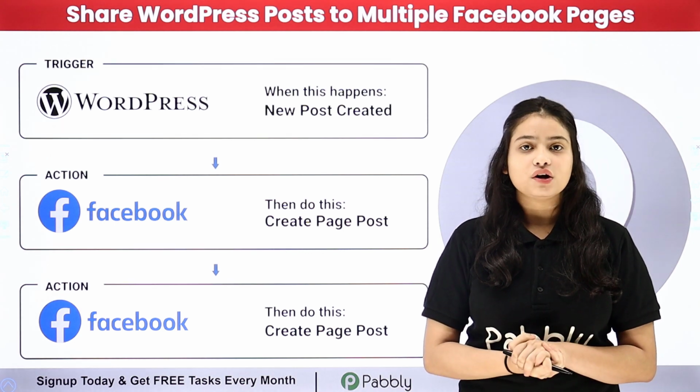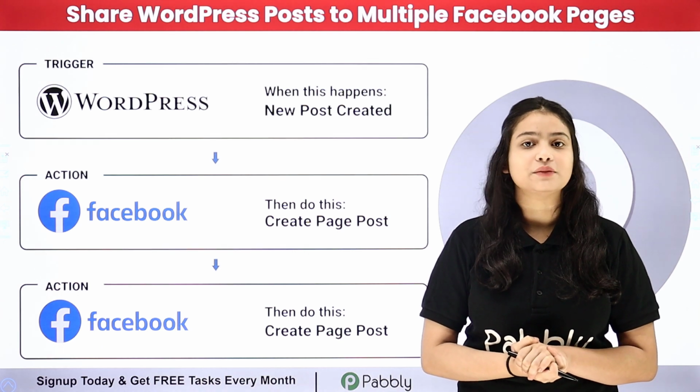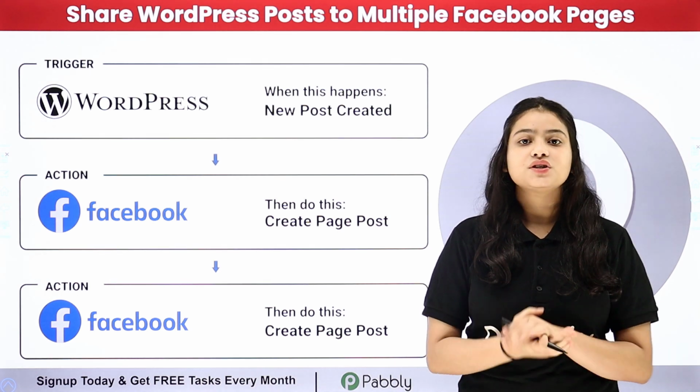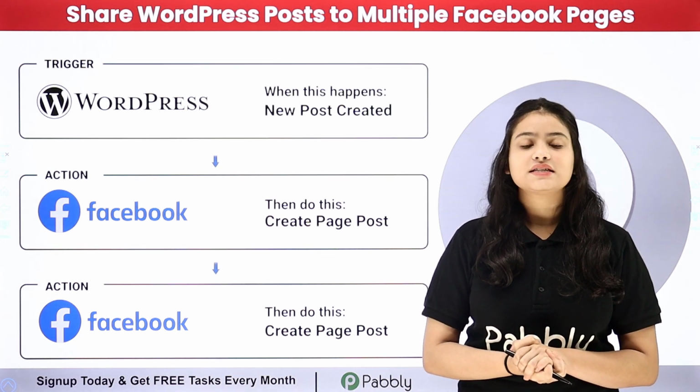Now to engage a wider audience, I want to share all these posts which I am uploading on my WordPress site to multiple Facebook pages as well, which I am running on my Facebook account for my travel agency. So how are we going to automate this entire process?